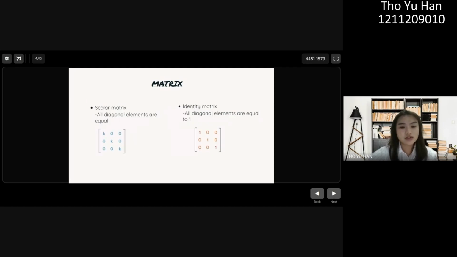Besides, scalar matrix shows that all the diagonals are equal and the off-diagonal elements are zero. Last is the identity matrix. It shows all the diagonal elements are equal to 1.